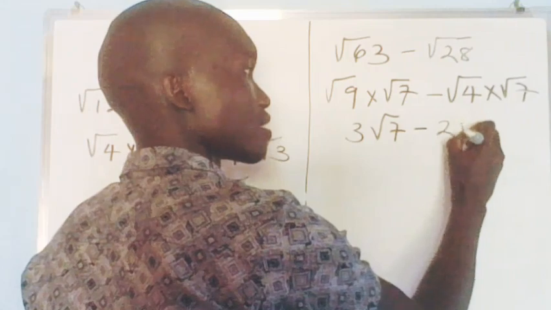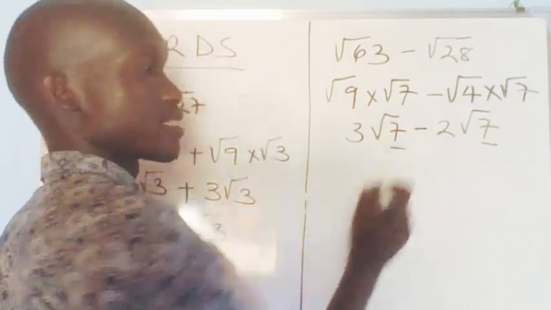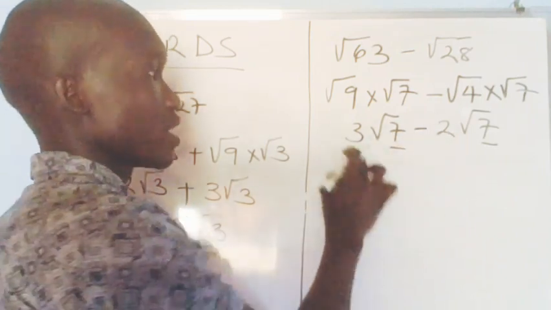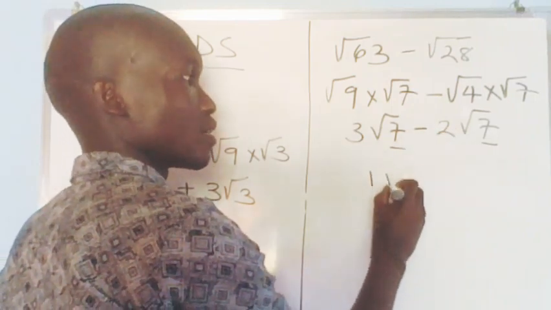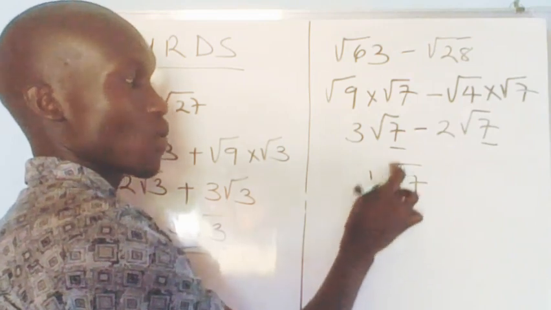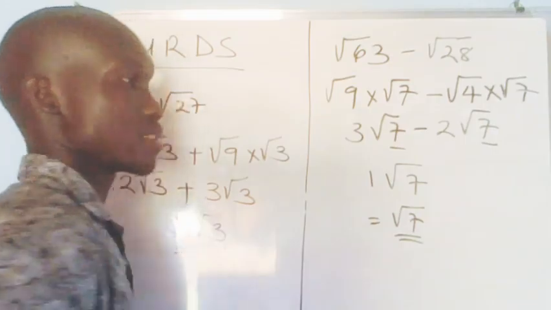We bring this root 7. The root 7s are the same. So we go ahead, just like an addition, we go ahead and subtract the 2. 3 minus 2, that will give us 1 root 7. Instead of writing 1 root 7, we can simply write the final answer as root 7.